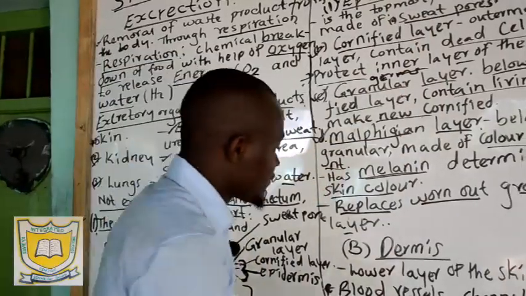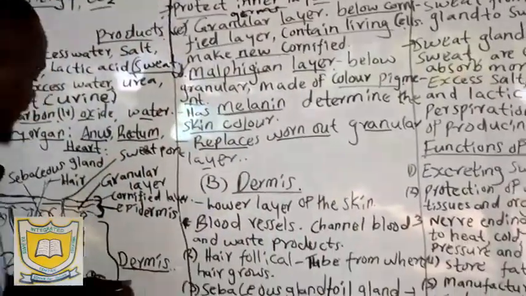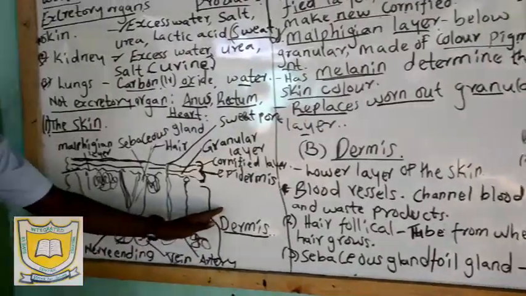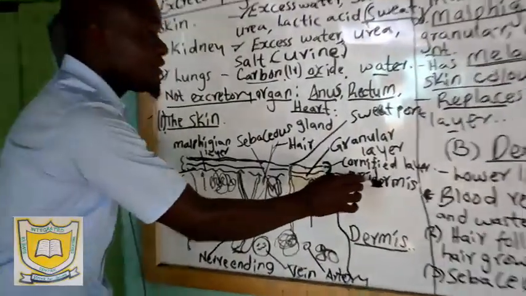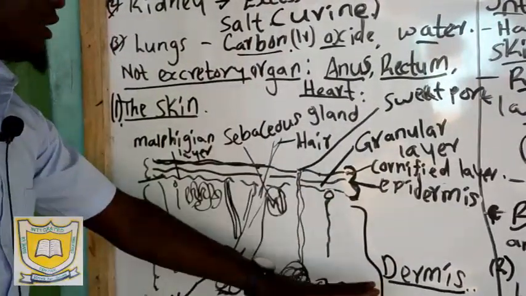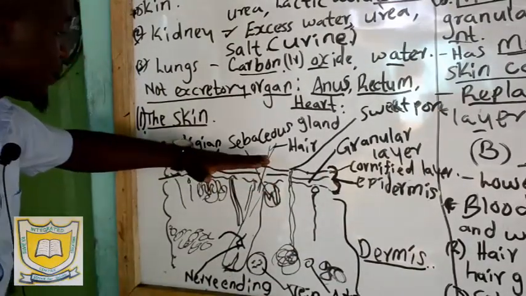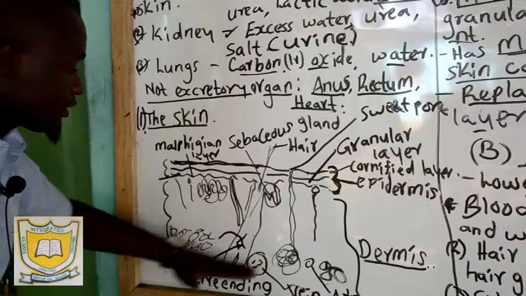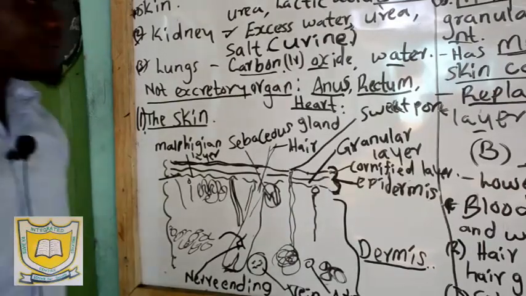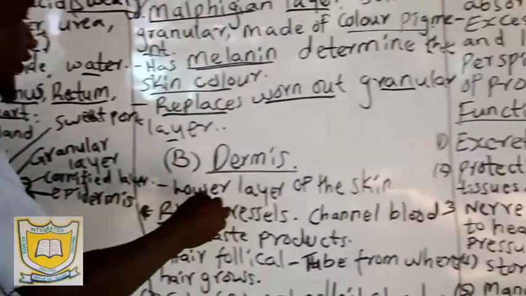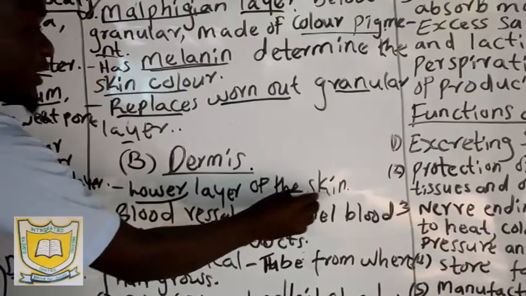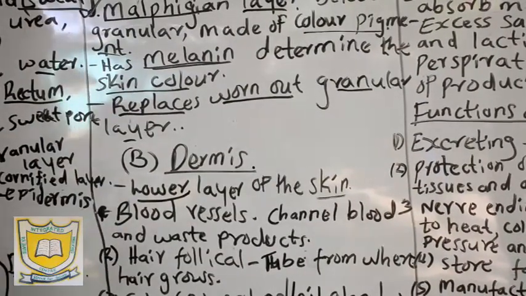We move very fast to the dermis. We say the dermis is the inner layer. The epidermis is the outer layer, then the dermis is the inner layer. When you look here, this is the upper layer, the outer layer, then the other part is the dermis. That's why we said it is the lower part of the skin.